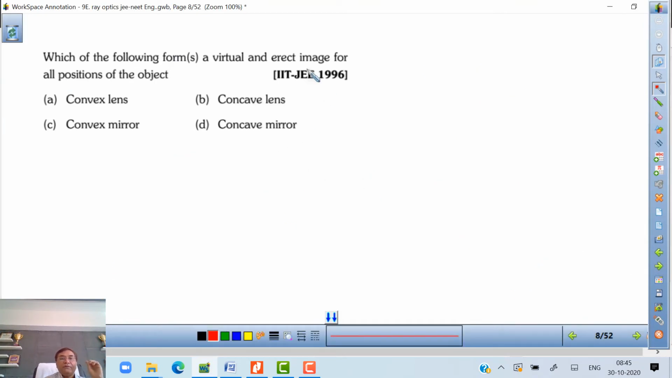Okay, which of the following gives a virtual and erect image for all positions of the object? So convex, you should know this. If it is a convex mirror, wherever you put your object, you will always get a virtual image. For concave, as I told you, it depends on the position of the object. So convex mirror, yes, convex mirror.